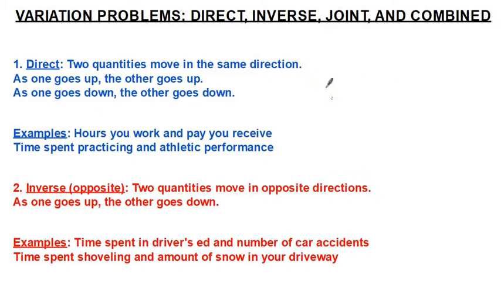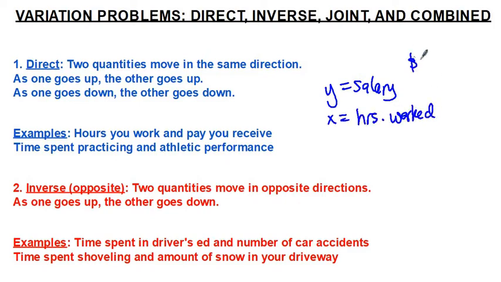Let's suppose that Y represents your salary, and let's suppose X represents the hours worked. There's a direct relation between those. If, let's say, you make $20 an hour, so that means Y is equal to 20 times X. If you work for 10 hours, you'd have 20 times 10, or $200.